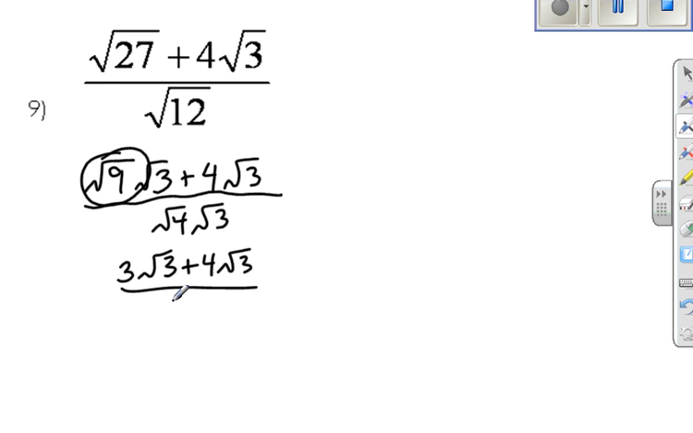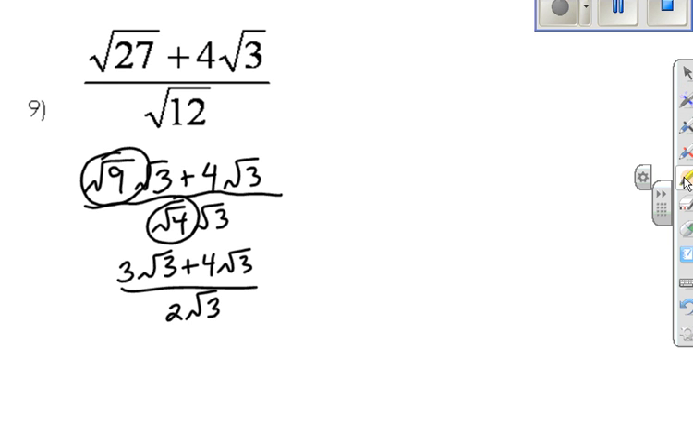And we're going to divide that by the denominator. Now, before we do that, we want to see that we have a square root here. So we take the square root of 4, which would be 2. So we have 3 radical 3 plus 4 radical 3 over 2 radical 3.